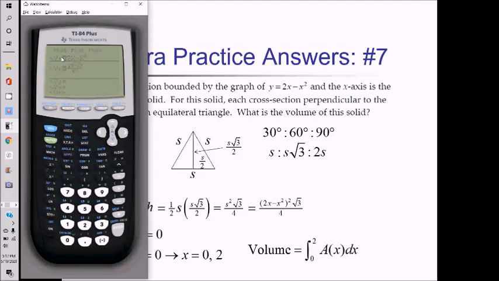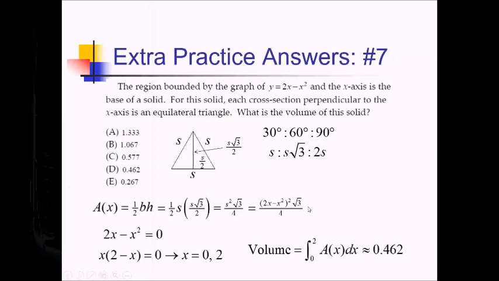So let's quit out of there now. And let me do math 9 for my integral. I'm going from 0 to 2. And let me do alpha trace y2 now, because that's where I just stored that crazy A of x function. Put an x next to the dx, press enter, and after all that we get 0.462, which is going to be answer choice D.